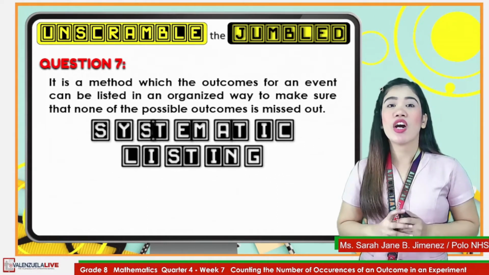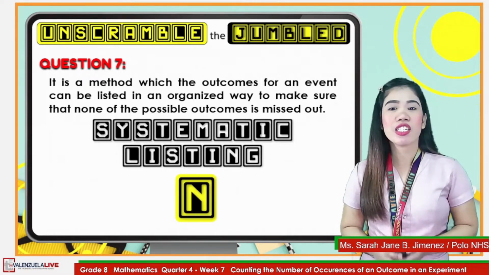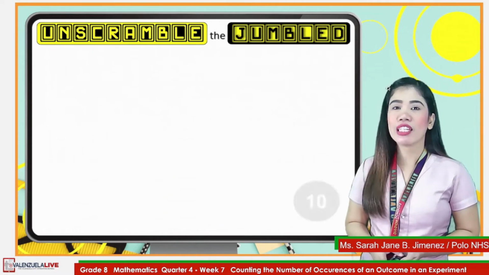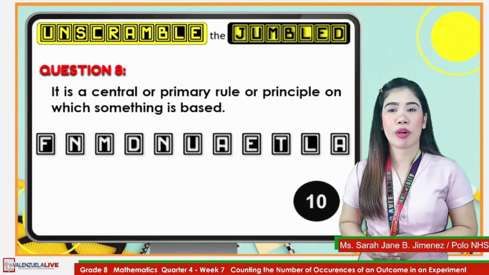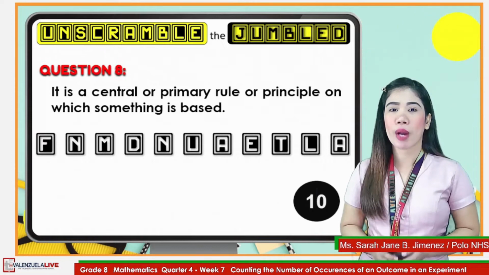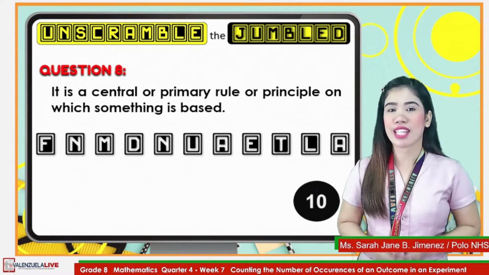Systematic listing is the correct answer. That's great, student. We now have N as the 7th letter. And to find the last letter that will complete the word of the day, let us answer question number 8. It is a central or primary rule or principle on which something is based. 10 seconds, go!